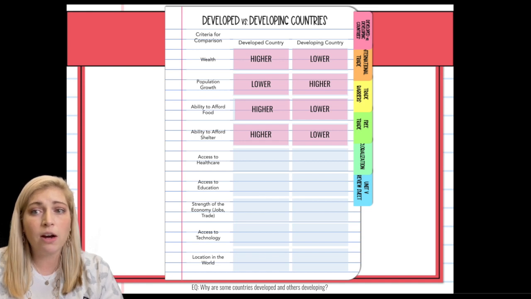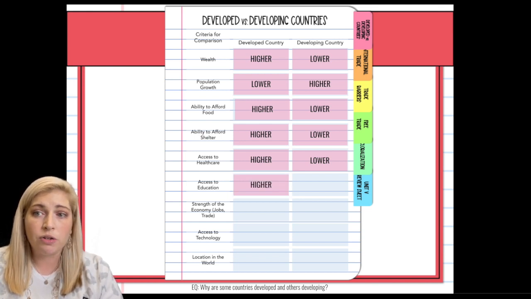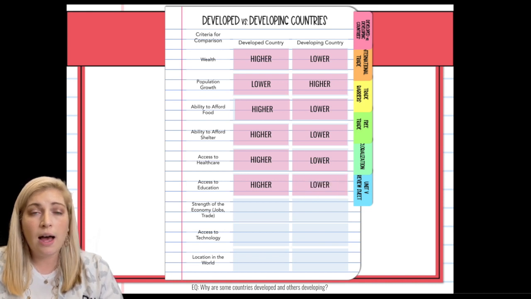Access to healthcare in a developed country is going to be higher, lower in a developing country. Access to education is going to be higher in a developed country and lower in a developing country. The strength of the economy for a developed country is going to be strong. Again, there's wealth, there's education, there's access to technology, medical care, you name it. So that's going to lead and feed into the strength of the economy.